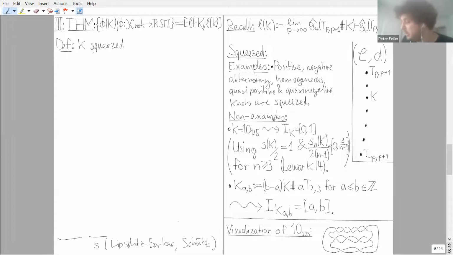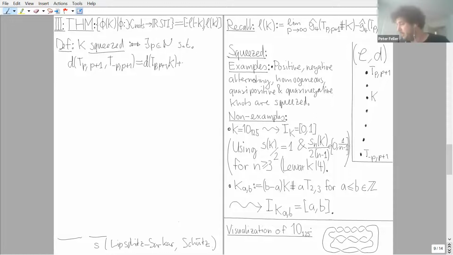So definition, a knot is squeezed, one possible definition, if there exists a natural number p such that the distance between the positive torus knot T(p+1) and the negative torus knot, which is minus of this, but I can write it in here, is equal to the distance between this positive knot to K plus the distance between this negative knot to K. That's my definition of squeezedness.